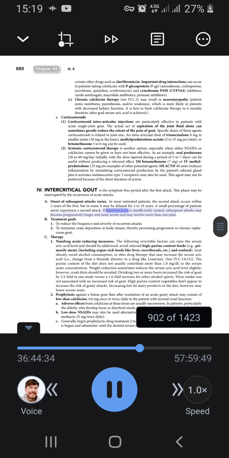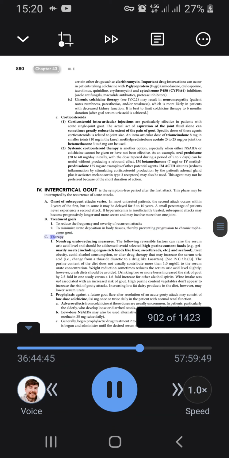If hyperuricemia is insufficiently treated, subsequent attacks may become progressively longer and more severe and may involve more than one joint. B. Treatment goals. 1. To reduce the frequency and severity of recurrent attacks. 2. To minimize urate deposition in body tissues, thereby preventing progression to chronic tophaceous gout.